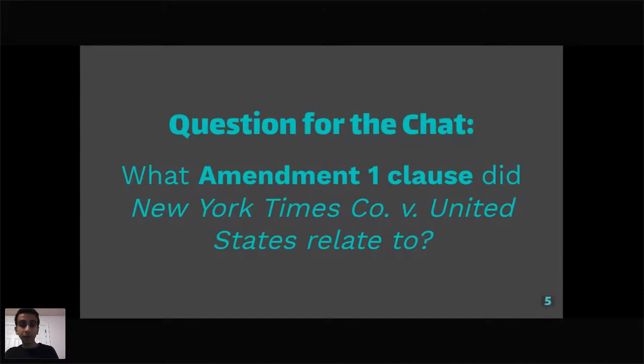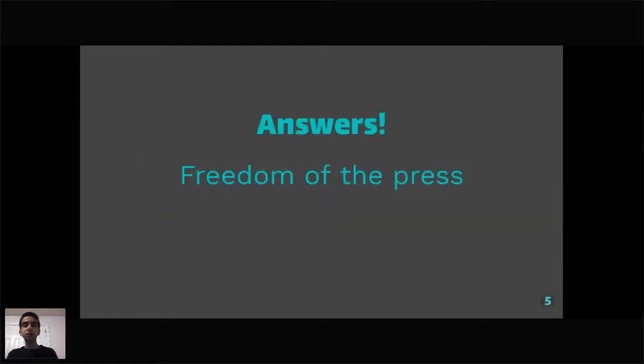Okay, so the clause that this went with was freedom of the press. You could also argue freedom of speech. Really, though, the main thing is freedom of the press, because it was the New York Times that published this, and then Nixon said no, you can't do that. So just remember that New York Times Company versus the United States goes with the Nixon administration and the Pentagon Papers case.